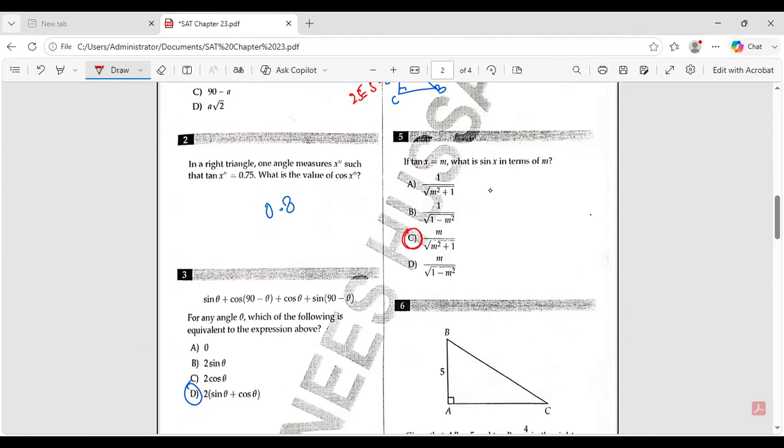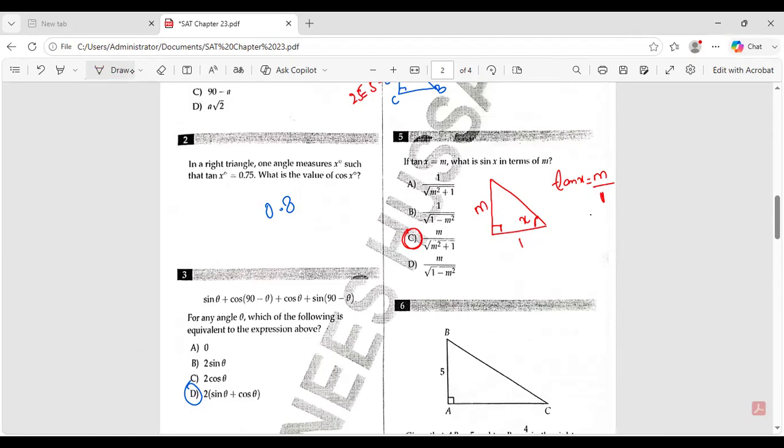Let's see. That is again tan x equals m, right? Now this is the type of question in which you cannot use a calculator. Assuming that this is x and the adjacent is 1, tan x equals m means the denominator is 1. So tan is opposite over adjacent. This is going to be m over 1.